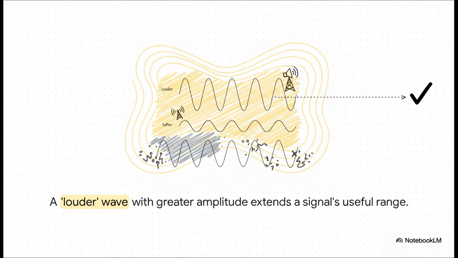And this is exactly why amplitude is so important. A louder wave, like the one you see on top here, has the strength to travel way farther before it gets drowned out by all the other random electromagnetic noise in our environment. I mean, the weaker signal might still be there at a distance, but it's basically undetectable. So it's simple. More amplitude means a longer, useful range for our signal.